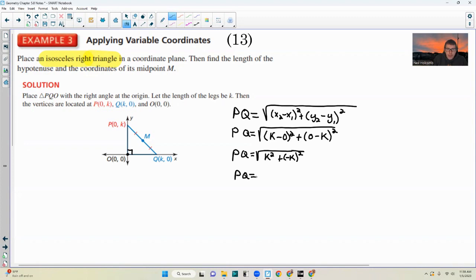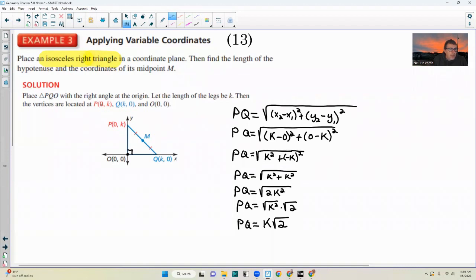So then we're going to get PQ equals the square root of k squared plus k squared, because a negative k squared is k squared. Okay, negative times negative is positive. All right, so that is going to give me PQ equals the square root of 2k squared. And if I simplify this, it's going to be PQ equals the square root of k squared times the square root of 2. I can split those up, and the square root of k squared is k, and I can't get 2 to be a perfect square. It's not a perfect square. I can't take the square root of 2. It's an irrational, non-repeating, non-terminating decimal. Okay, so the length of PQ is k times the square root of 2.